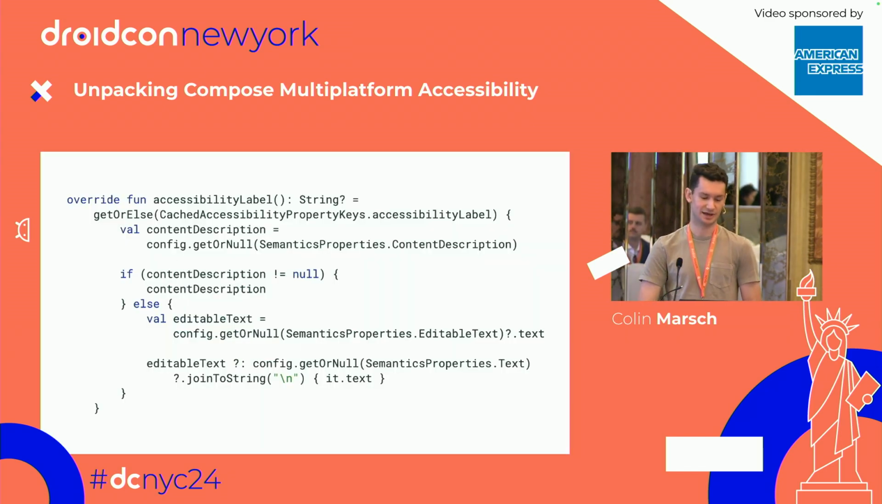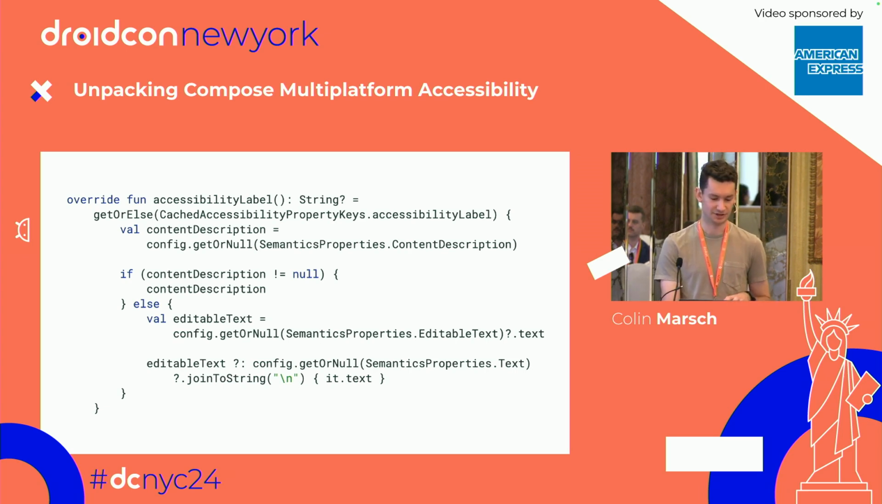So for just a couple examples of how these work, this is a snippet from the accessibility label function in the Compose Multiplatform code base. Here, the Compose Multiplatform framework overrides the accessibility label on the UI accessibility element that is used on the iOS side and pulls the correct data from the fields that are set in your semantics on your Compose Multiplatform UI.